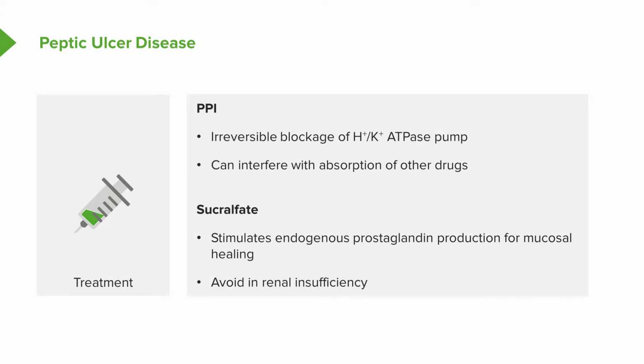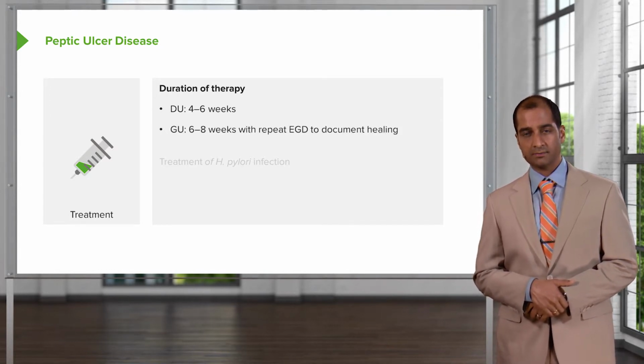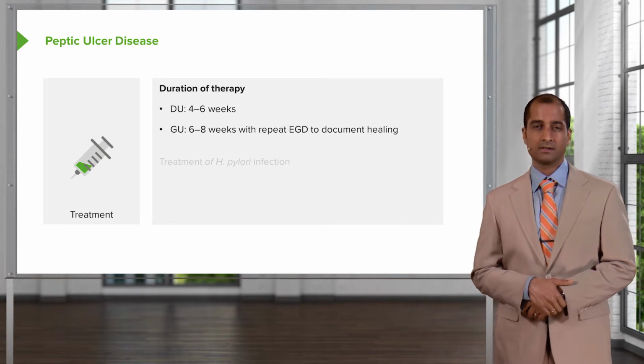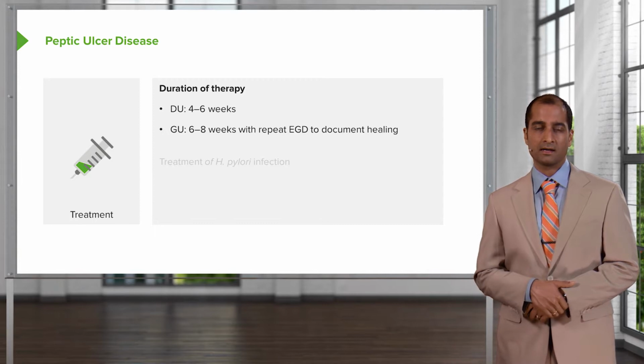So for the drugs that I've given here for management, I've given you what each does objectively, and then things you want to keep in mind as side effects, because these patients will be on these drugs for quite a bit of time. Duration of therapy, if it's duodenal, is about 4 to 6 weeks. Gastric, 6 to 8 weeks. But because you're worried about the risk of developing cancer, every once in a while you want to repeat an esophagogastroduodenoscopy.